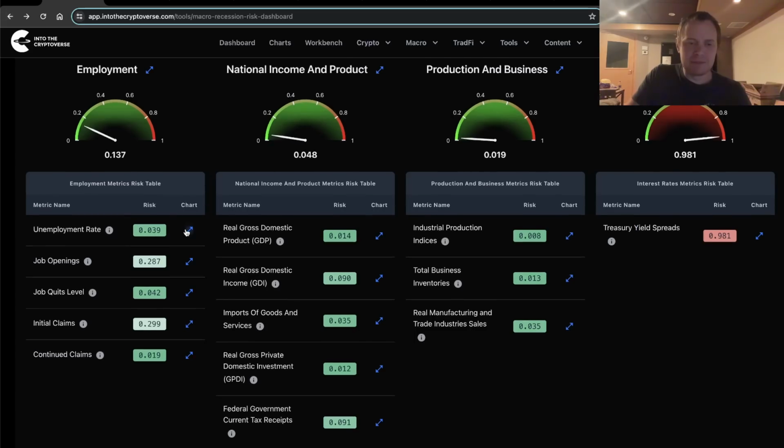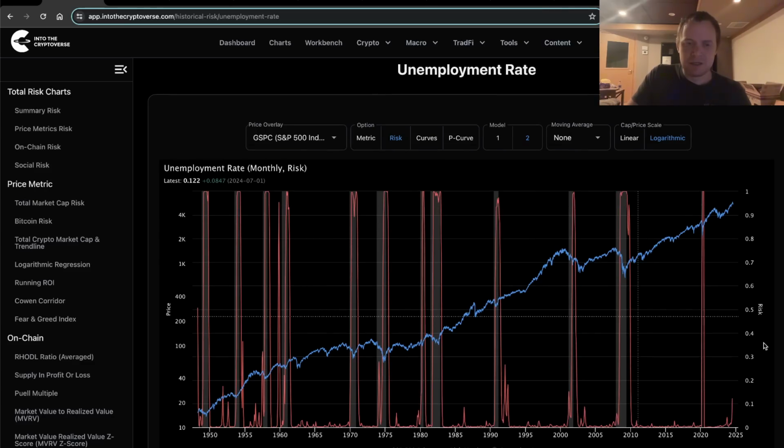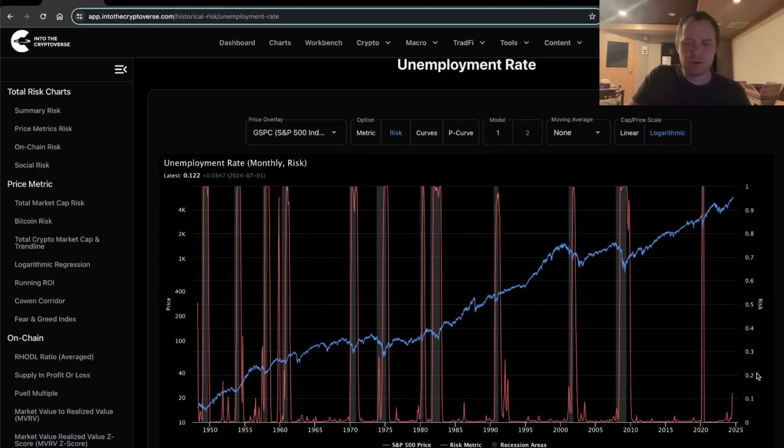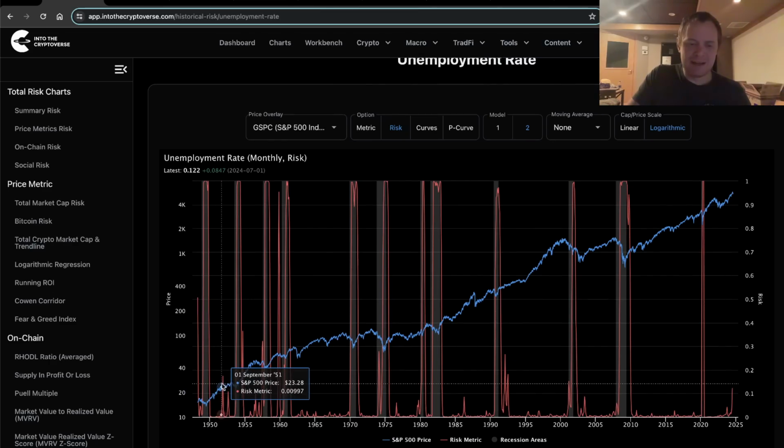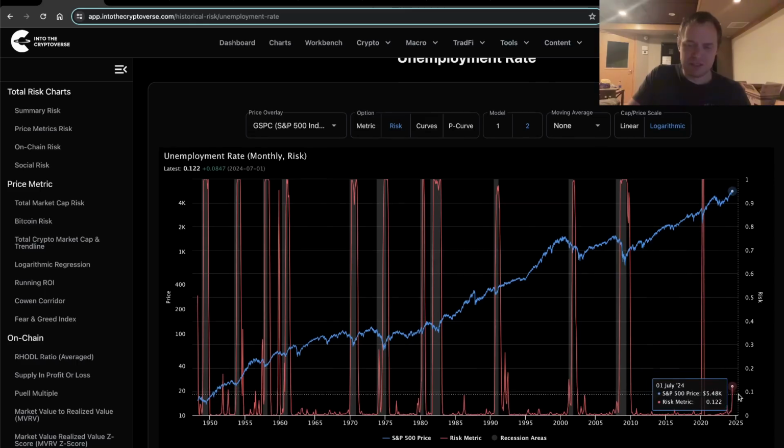Where it's starting to pick up some, this is loading still, is the unemployment rate risk. It's currently at 0.122. So this risk is starting to go up. So there are times in history where it spikes like this and you don't get a recession, right? Here's an example in 1951, right? It spiked up and you didn't get a recession. So there is still a chance that you don't get one.